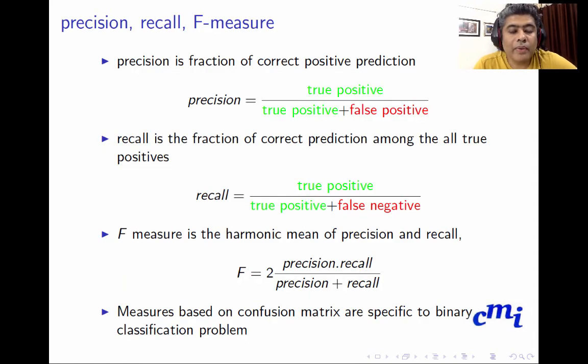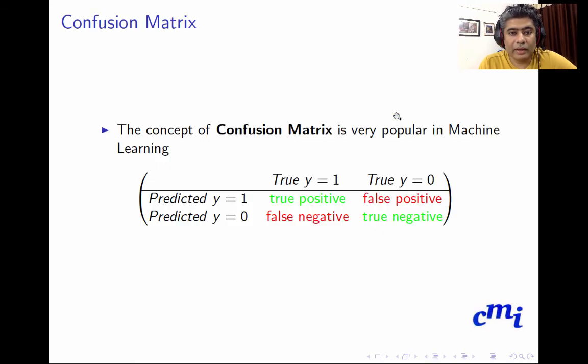Now I am going to talk about three different measures of accuracy of the test performance. One is called precision, another is called recall, and the third is called F measure. What is precision? Precision is the fraction of correct positive predictions. So precision is true positive divided by true positive plus false positive.